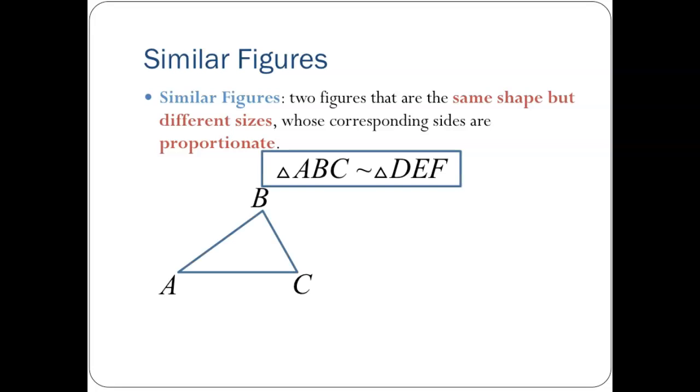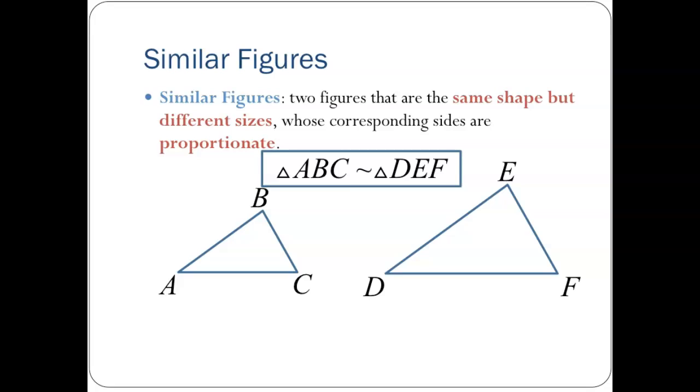So for example, here we have triangle ABC and triangle DEF. These two have the same shape, but they are clearly different sizes, so we would say that these two are similar, and we would write this as triangle ABC is similar to triangle DEF with the little tilde in between. Now here, the ordering of those letters does matter, just like when we're talking about congruent triangles or congruent figures.